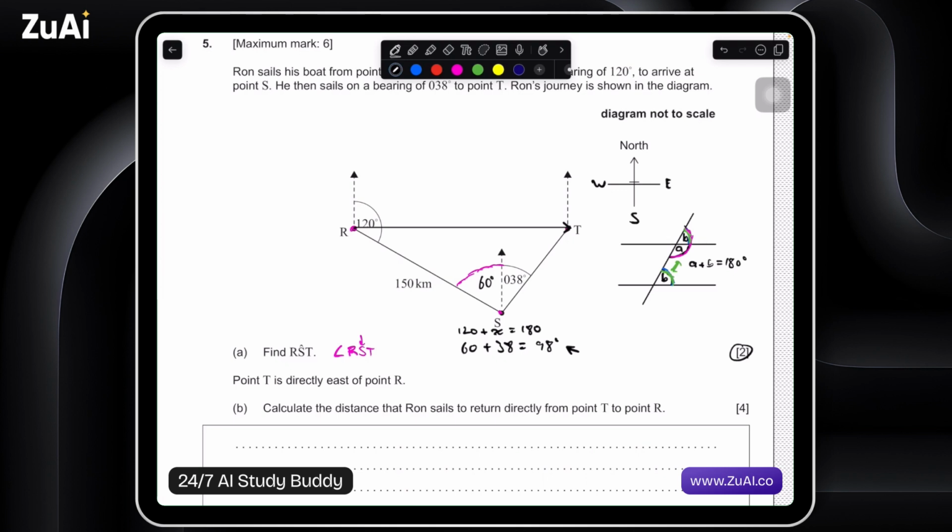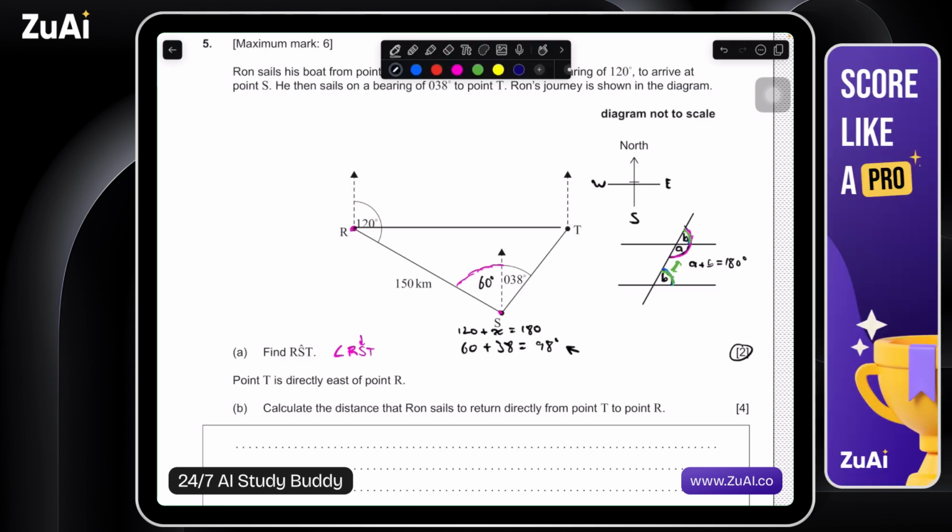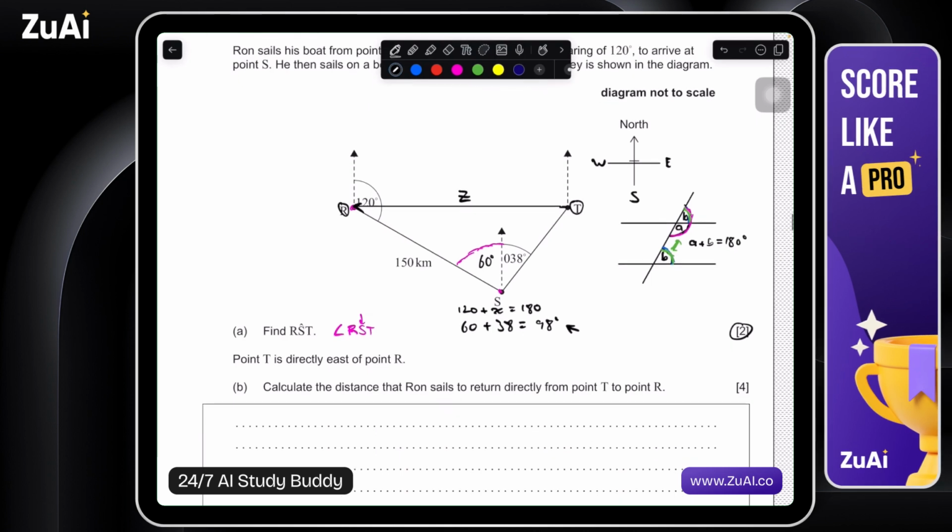Point T is directly east of point R. Calculate the distance that Ron sails to return directly from point T to R. So Ron is going to head back this way. He's going to go back from T to R. And the question is, what is this side length here? Now, we've already defined x, so let's call this z.